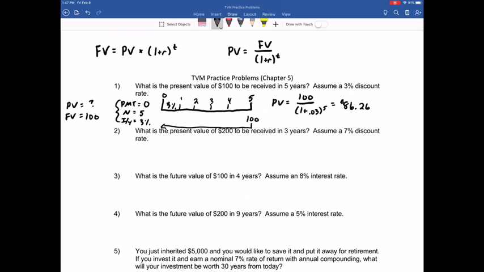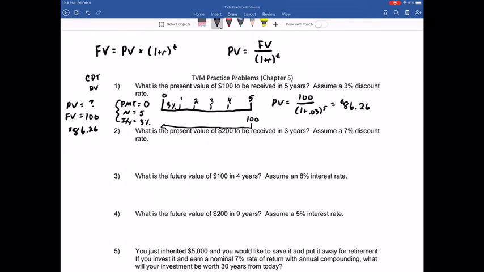So when you're inputting these into the financial calculator, what you'll do is type in the 100 and then hit the future value button on that third row of buttons on your financial calculator. You will hit 0 and then hit payment. You will hit 5 and then hit N. You will hit 3 and then hit IY. And when you want to compute present value, you will hit CPT and then present value, and you should get the exact same answer of $86.26.